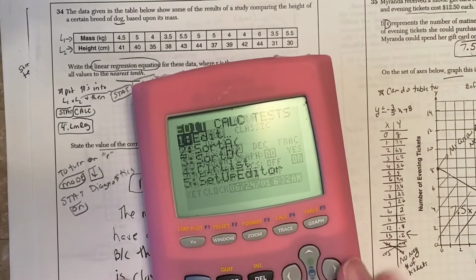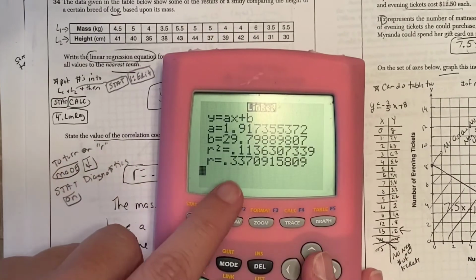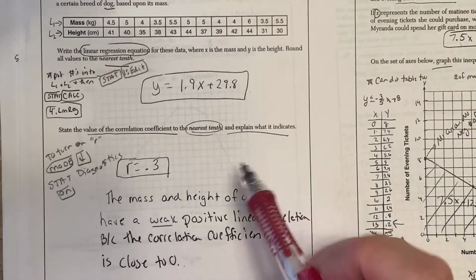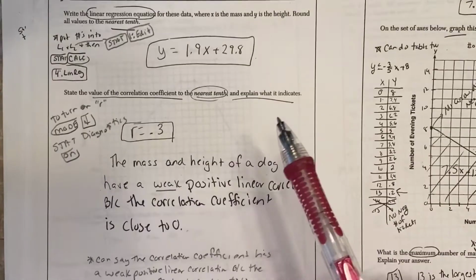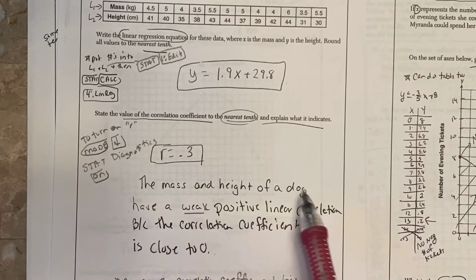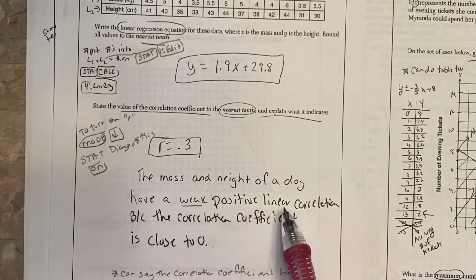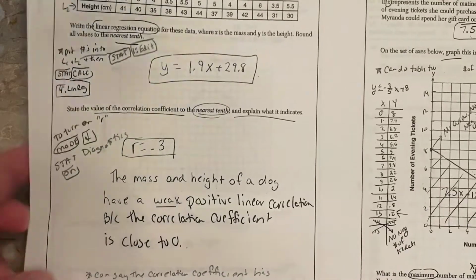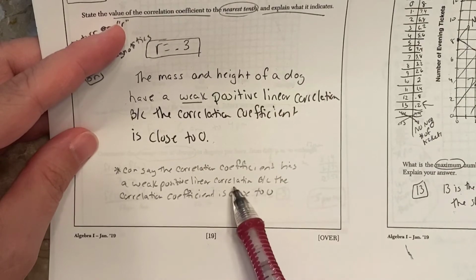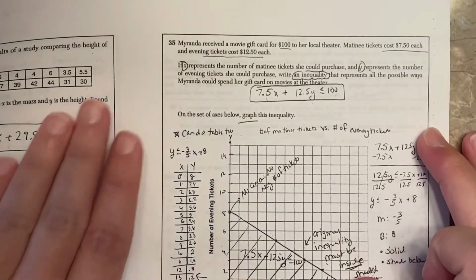Let's go back so you can see what it is. This time it's a different number. Usually it's very high, but it's not. It's only 0.3, which is really, really low. So we want to explain what it means. Notice it didn't say context this time, so you technically didn't have to use mass and height, but I did. The mass and the height of a dog has a weak, don't write strong because you're so used to writing strong, weak positive linear correlation because the correlation coefficient is close to 0. That was a weird one because usually it's like 0.9 something.